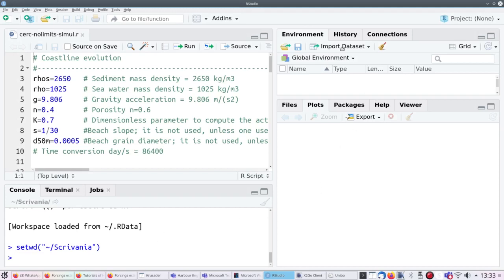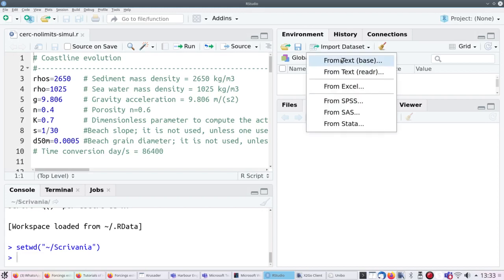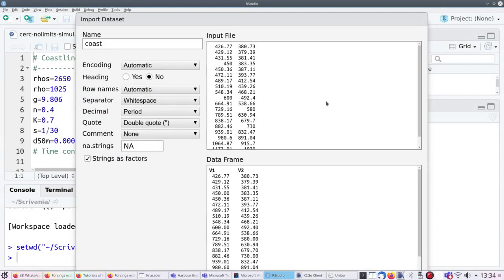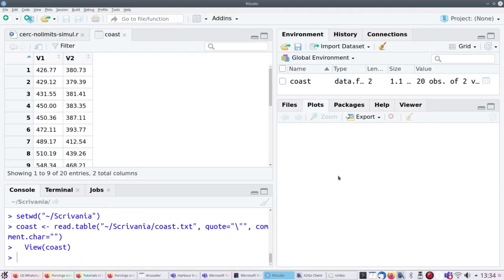Okay, good. Now let's import the data set from text. And then let's select the file cost.txt. And once you set the working directory, you should find it precisely when you open the window in the list. Now we have this window opening. We can just upload the file by clicking OK. And then you got the data uploaded in this way. Let's keep them there. I am happy with it.